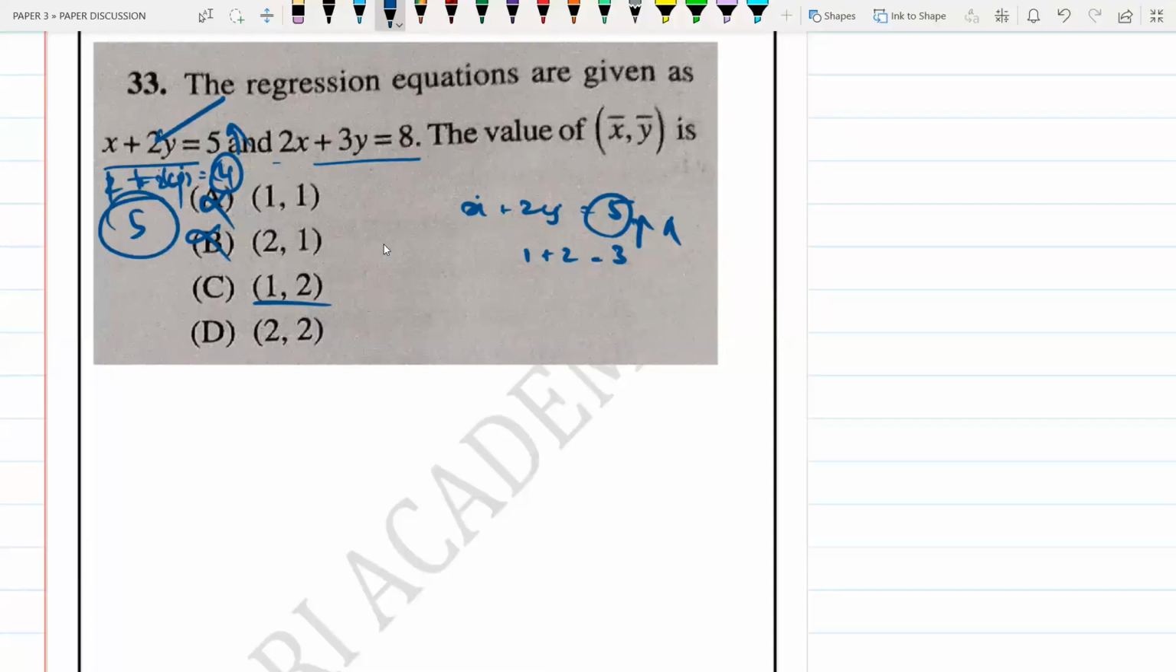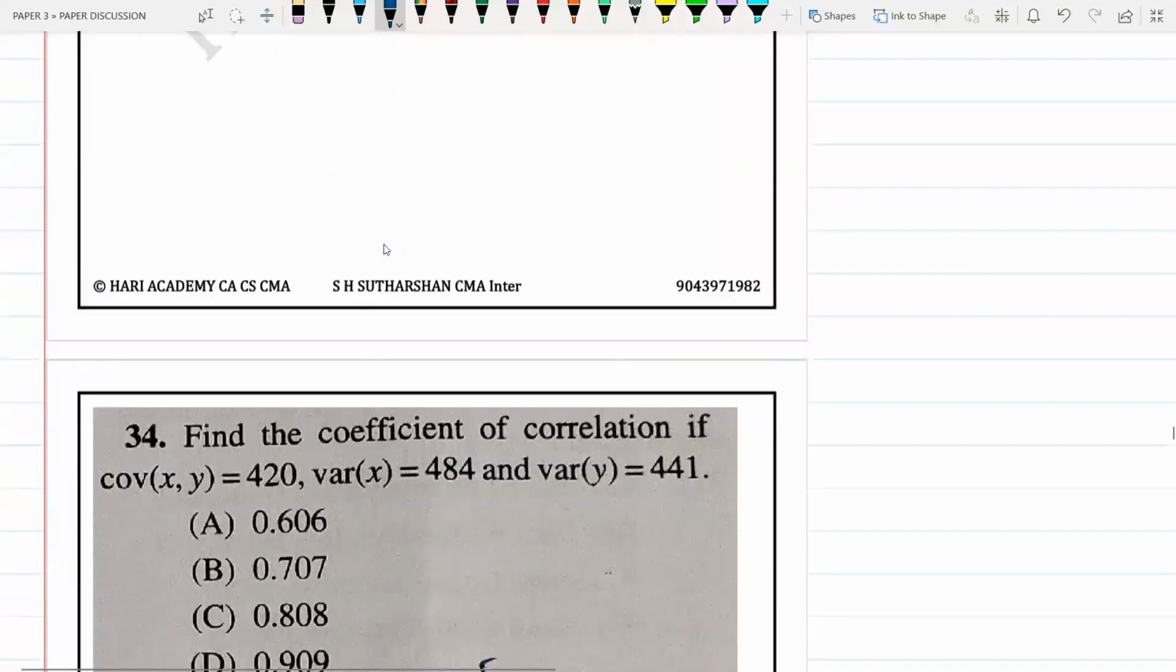First condition satisfied. Substitute in the second equation. 2 into 1 plus 3 into 2. So 2 into 1 is equal to 2, 3 into 2 is 6, 6 plus 2 is equal to 8. Both the conditions are satisfied. My answer is option C.